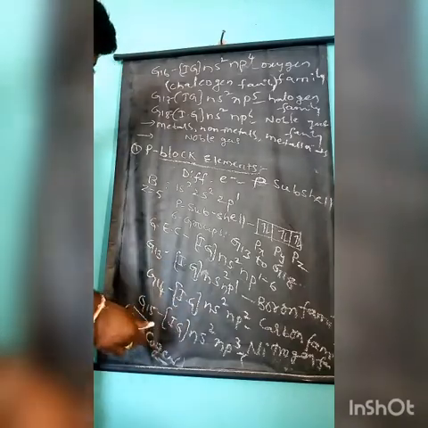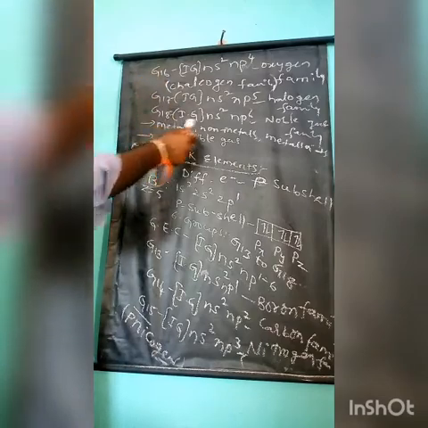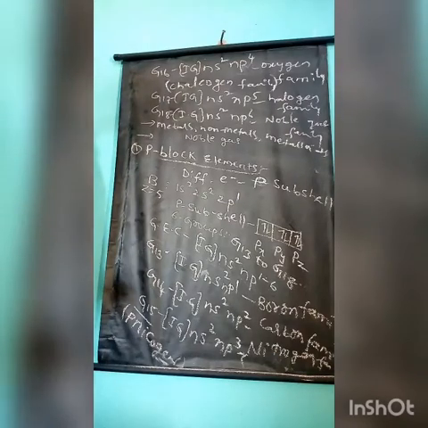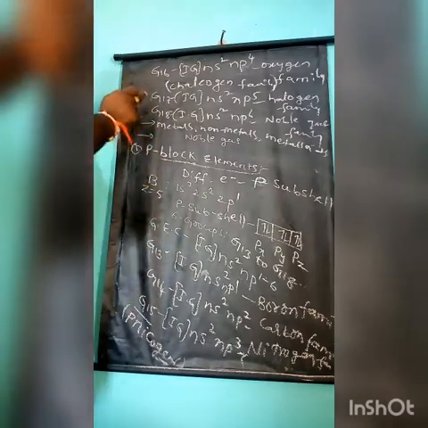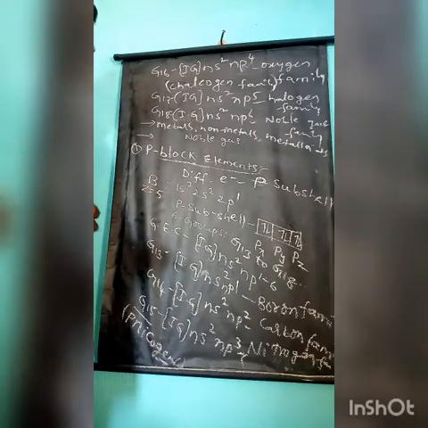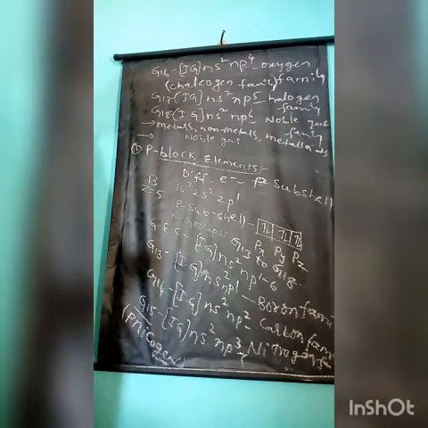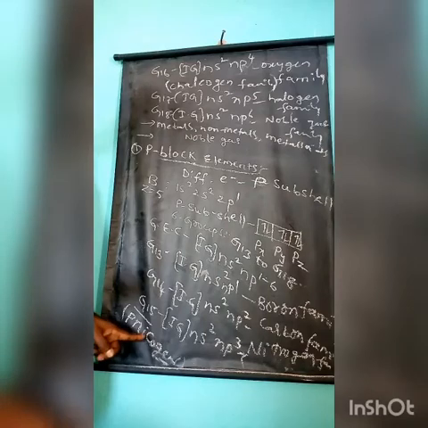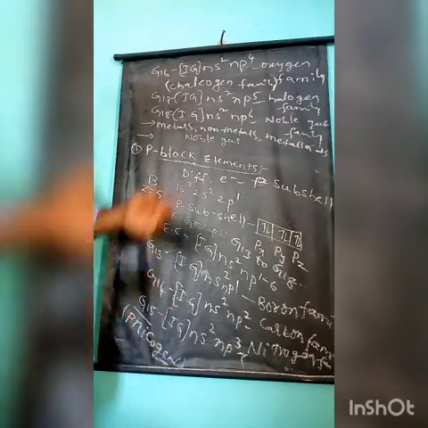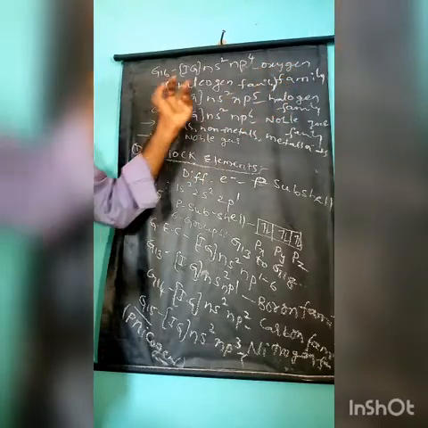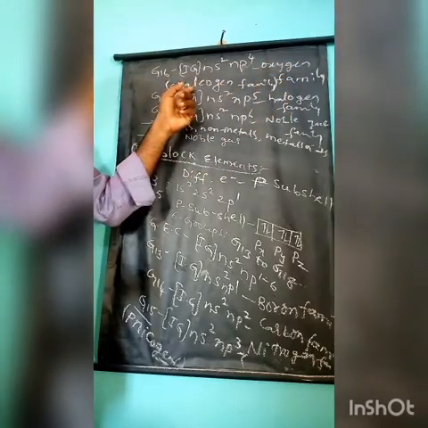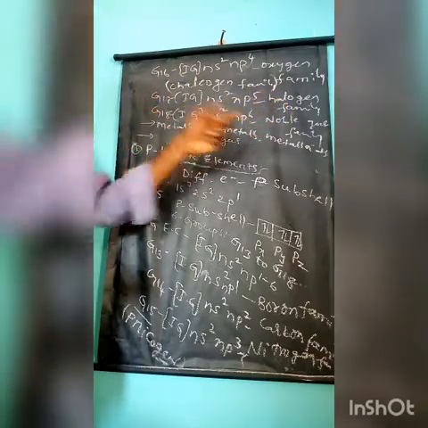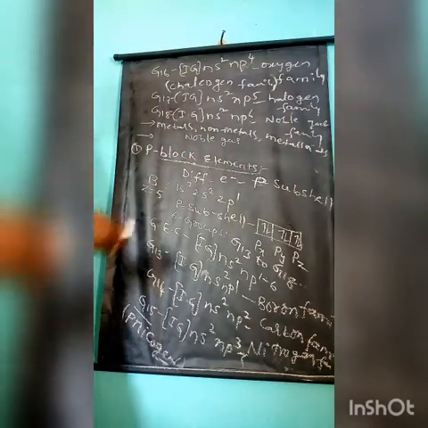Like that for G15, G16, G17, G18. Just write down the general electronic configurations of G15, G16, G17, G18, and what they are called. G15 is the nitrogen family, also called pnictogens. G16 is called the oxygen family or chalcogens. G17 is called the halogen family, and G18 is called the noble gas family.